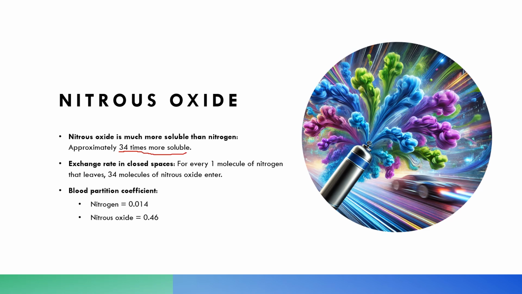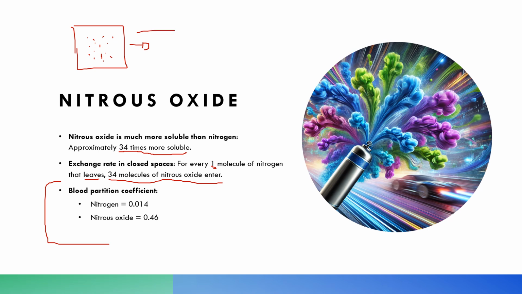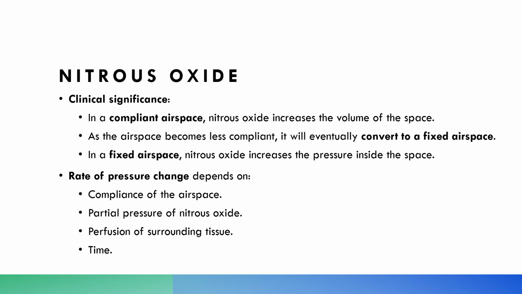So that means that for every 1 molecule of nitrogen that leaves a space, 34 molecules of nitrous oxide enter. So if we thought about this, if you had a classroom with 18 students and 1 left, but then 34 entered, how quickly is this space going to get congested and fill up? Pretty quick, right? So this kind of leads to its clinical significance.